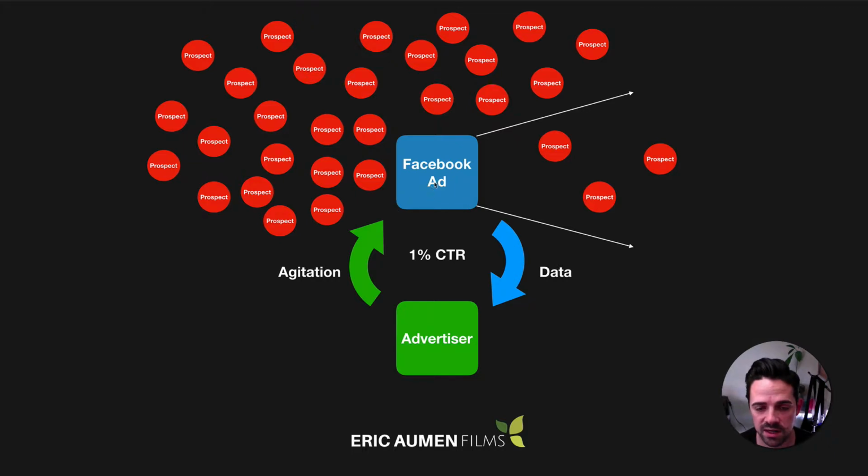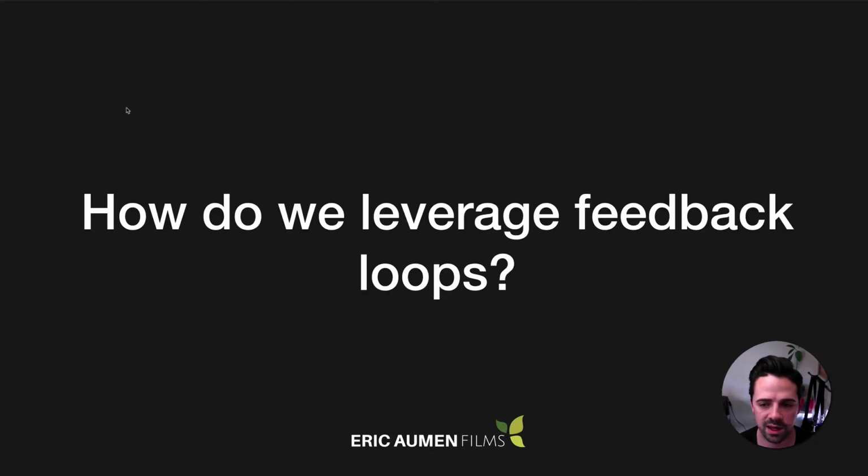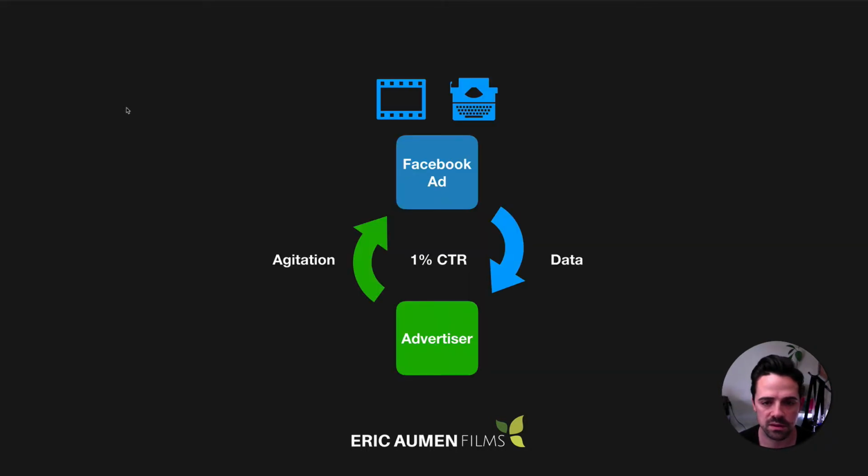And depending on how well we do with that, we get a certain amount of people that will enter our funnel or click through, and that's data that comes back. Whether they do or don't click, that's data. So this is the loop right here that we're talking about. So how do we leverage that feedback loop to get us actionable data, and how do we know what to do with that information? A Facebook video ad is made up of a video and some copywriting.